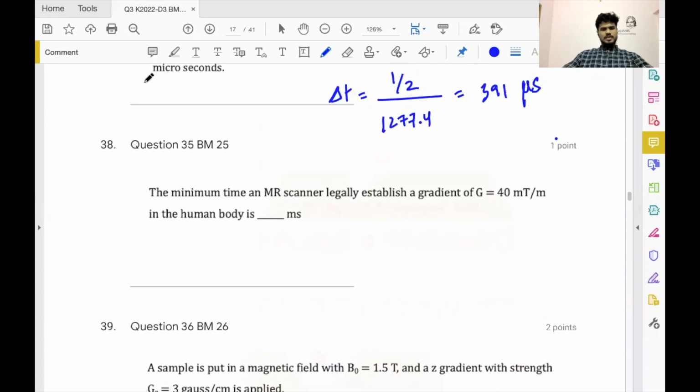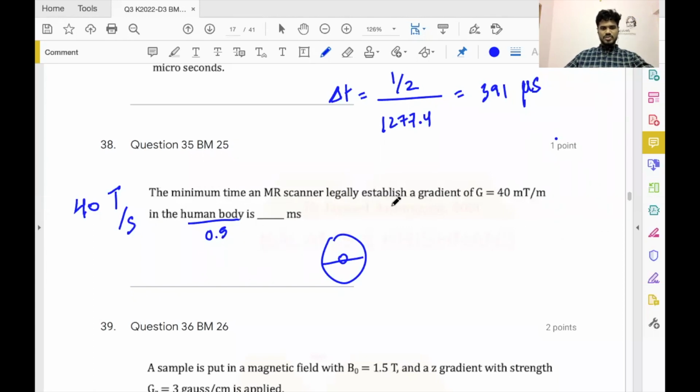Minimum time an MR scanner legally established. Yeah, we need to remember one detail here. What does the FDA approve? What change? 40 Tesla per second. Okay, so we need a gradient of 40 millitesla per meter. Human body, we need the distance, right? Okay, per meter, it's roughly what we are talking about. Yeah, we need to approximate things here. We need one more data. Roughly, what is the breadth and width of a human body? It's 0.5 meters.